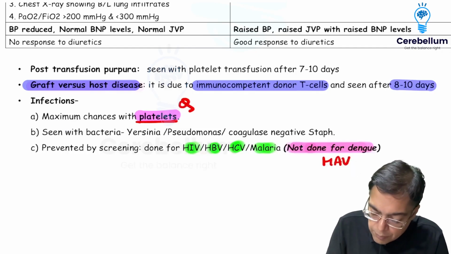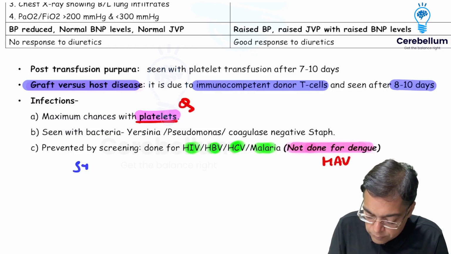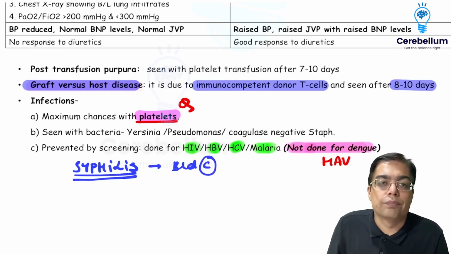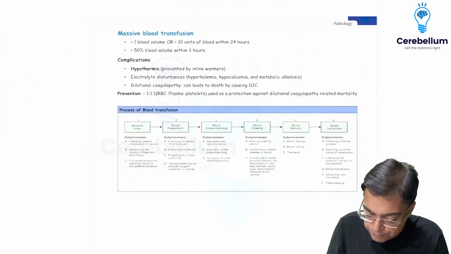The other thing that we need to remember is that an infection, particularly an infection like syphilis, is the one which can be transmitted by practically all components of blood. Syphilis is an example of an infection which can be transmitted by practically all components of blood. That is what you need to remember over here.